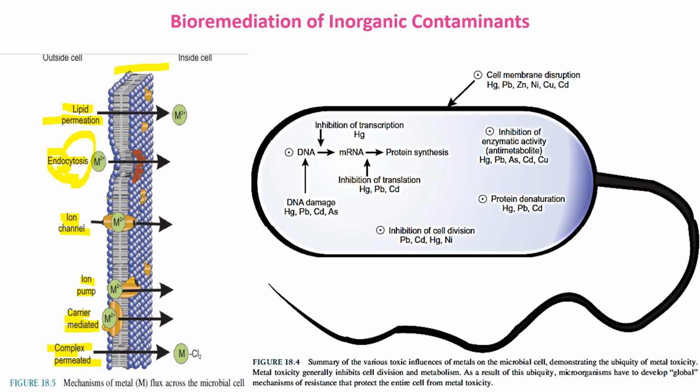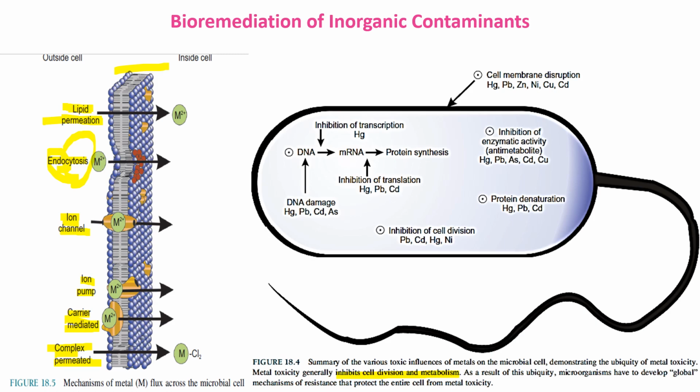When at high concentrations, as I said, some of these metals are needed for the cell at very, very low concentration, sometimes in nanograms. So when they increase in concentration, the cell will face severe toxicity problems. As you can see here, it will inhibit cell division and the metabolic processes. So what kind of disruptions do they cause?